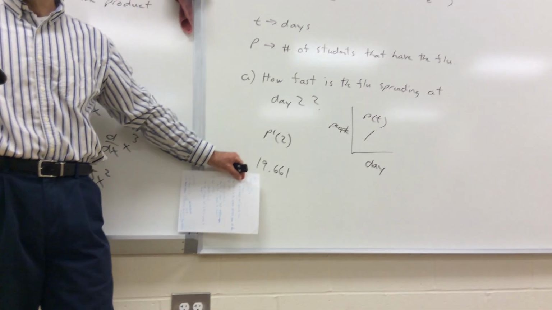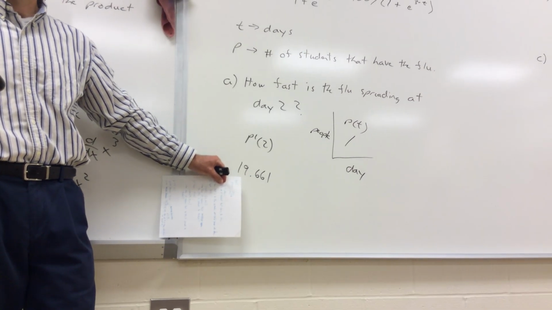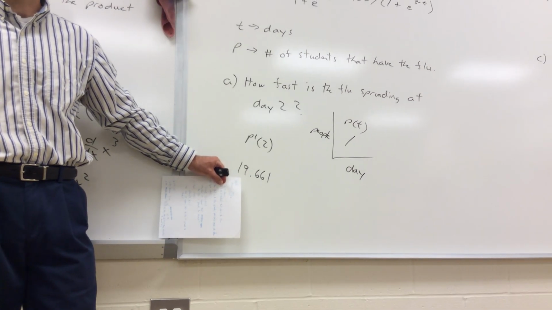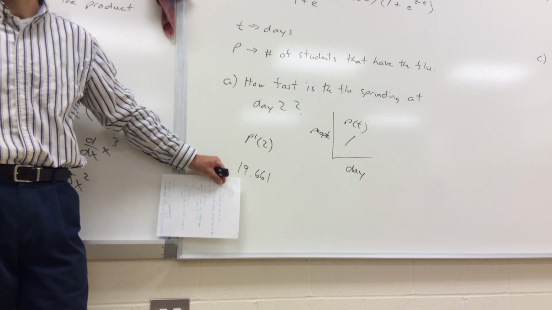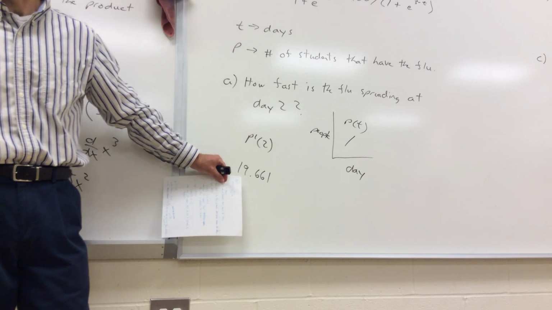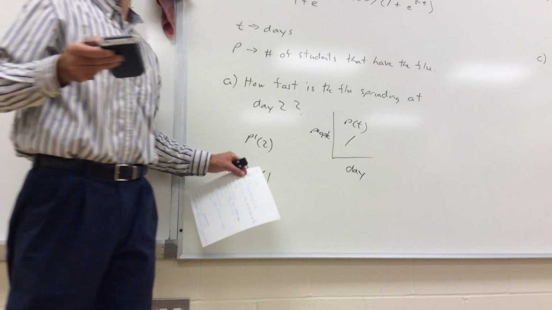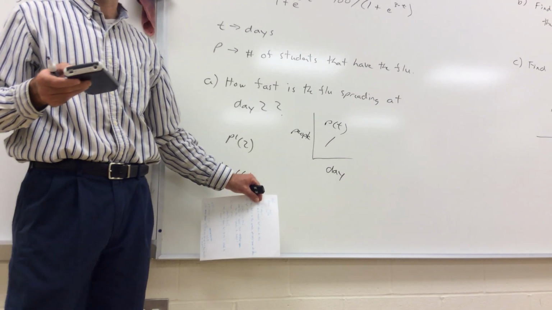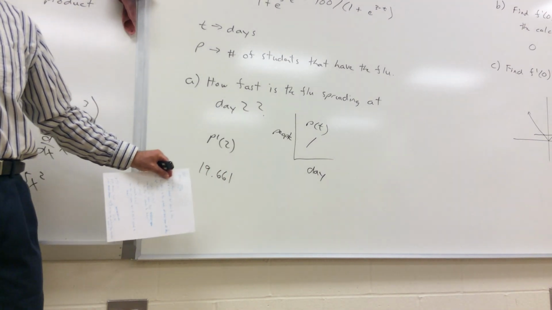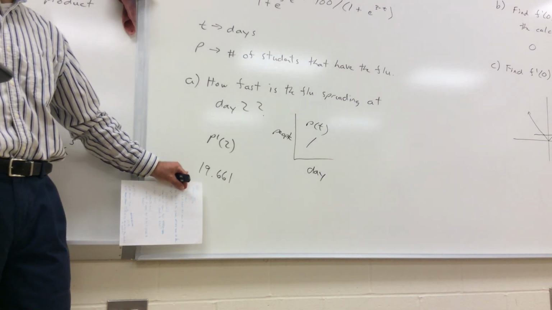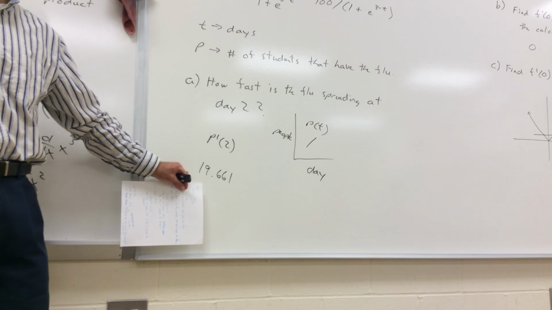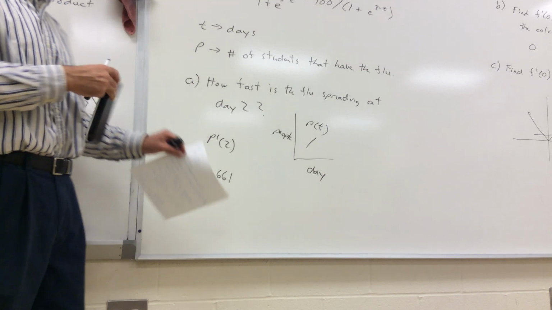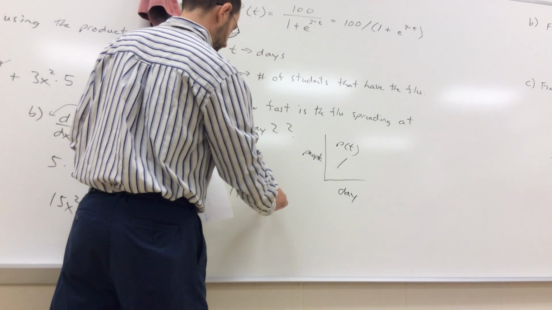Why did I round to 3 decimal places? Because that's what we do every time in AP Calc. That's what they want on the test, so we're just going to do that all year. Okay, so it's 19.661, and then what would the label be? People per day, right? Because the graph is people in days, so the slope is people per day.